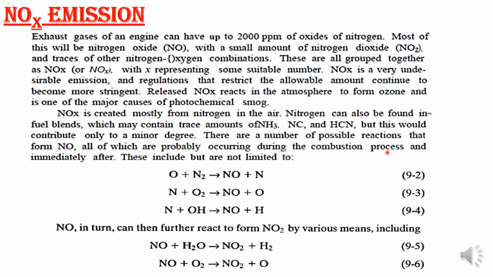Nitrogen sometimes will be there in the fuel also, which maintains a trace amount of NH3, NCH, CN, but this contributes to a minor degree. So these are the minor ways NOx will be formed. There are a number of possible reactions that form NOx, which we have already covered. This NOx reacts with atmospheric oxygen to form ozone, and this is one of the major causes of your photochemical smog.